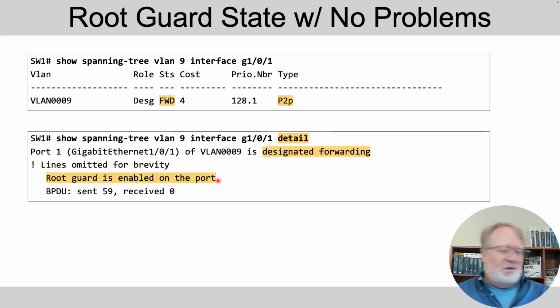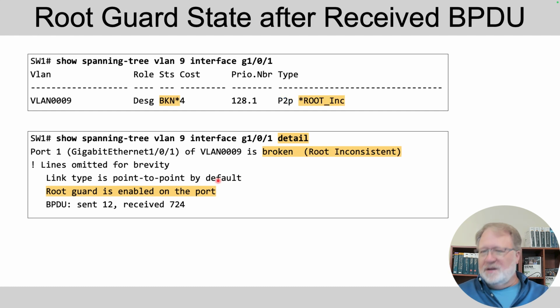All right. So we know it's configured, and we're running along. It might be that way for months and months until someone makes an attack or makes a configuration mistake and sends in that superior hello. So after a received BPDU that is superior, so it's a superior BPDU that must arrive. Notice the shorter version of the command.